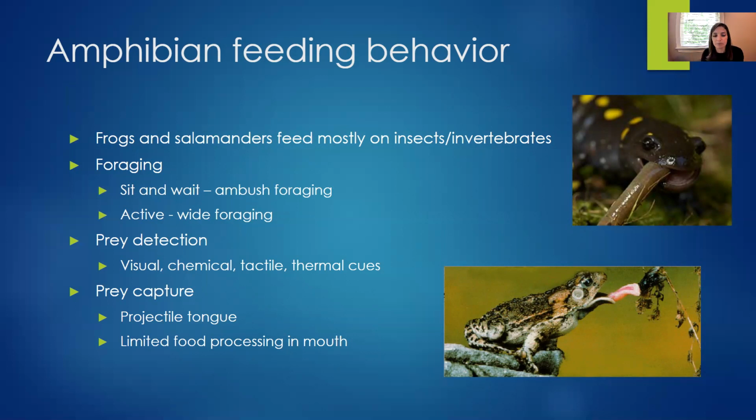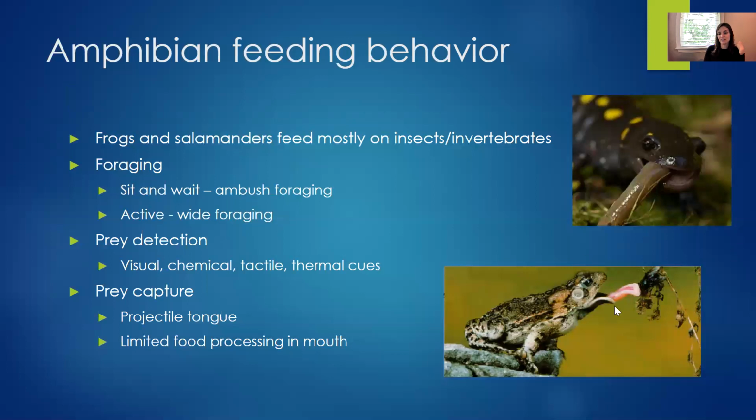So for visual, that's sight, right? Chemical is more detecting, the kind of like the smell of things. Tactile is touching. So for prey capture, that projectile tongue that we see in many amphibians comes in handy.